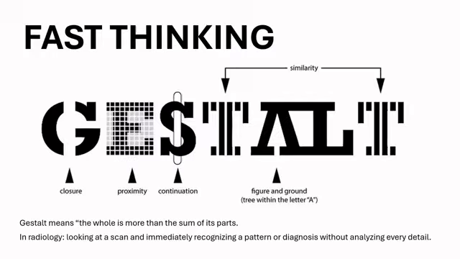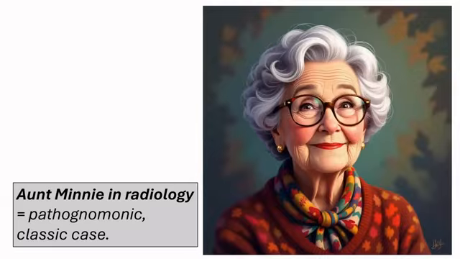This is basically Gestalt. That's also what happens in radiology when we look at a scan and immediately recognize a pattern or even a certain diagnosis without having analyzed the images in detail. And what we're going to show in this presentation are those kind of diagnoses. We look at the images and we really say it's going to be this or it's going to be that, based on, well, just the fact because it looks like that. And there's even a word for such a diagnosis in radiology. That's an Aunt Minnie. So an Aunt Minnie in radiology is basically a pathognomonic case.